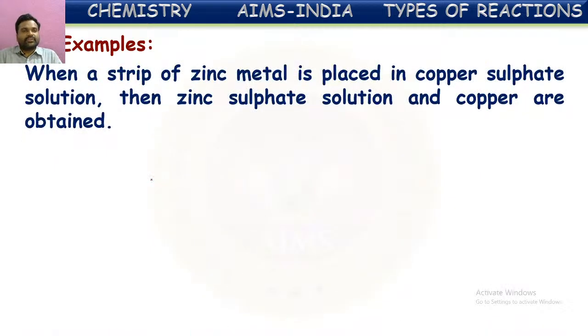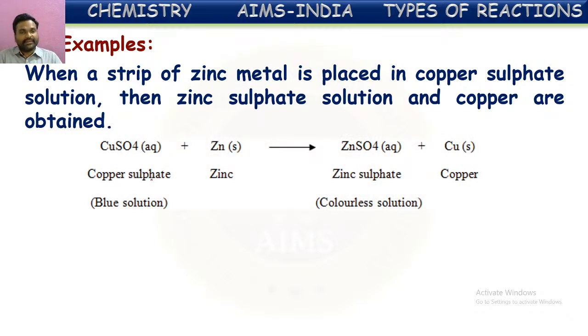Let us see examples for that. When a strip of zinc metal is placed in copper sulphate solution, then zinc displaces copper from copper sulphate, and zinc sulphate solution and copper are obtained. So zinc sulphate is formed, and copper metal will be emitted out. So this is shown equationally.